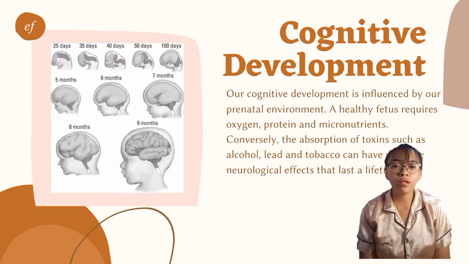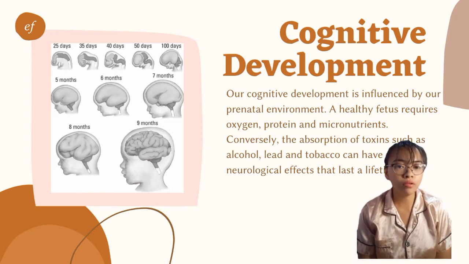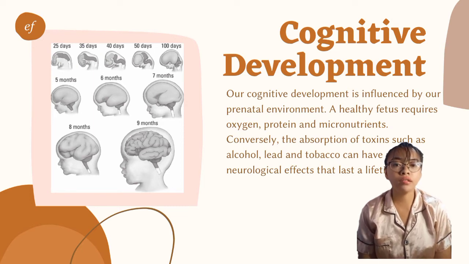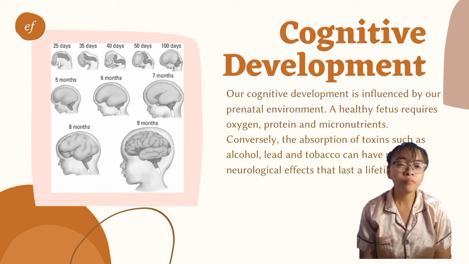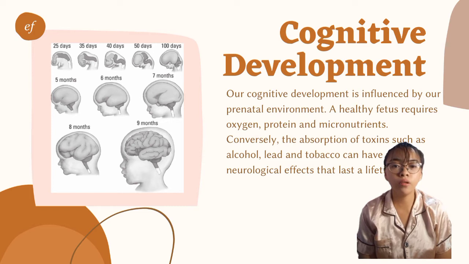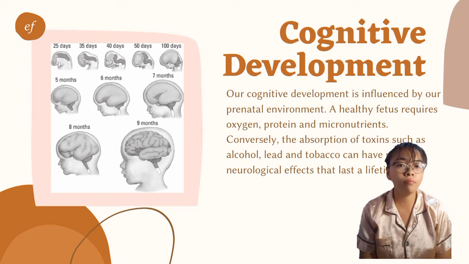So let's move on to the cognitive development, which talks about executive function. It refers to a variety of interdependent skills that are necessary to perform goal-directed activities, such as making plans and purposefully integrating past knowledge and present information. It had been believed that such skills were not expressed until later in our development, such as during adolescence. However, evidence indicates that cognition begins to develop as early as in the womb. Our cognitive development is influenced by our prenatal environment.